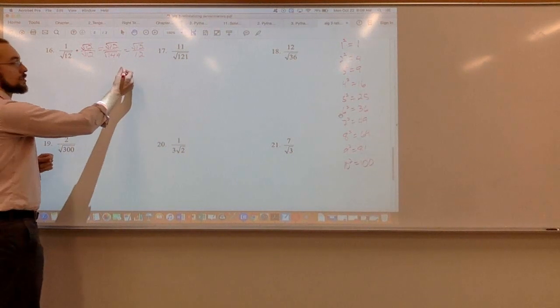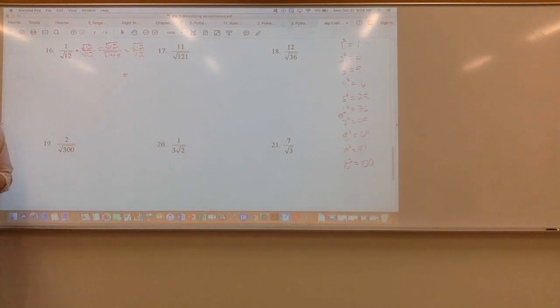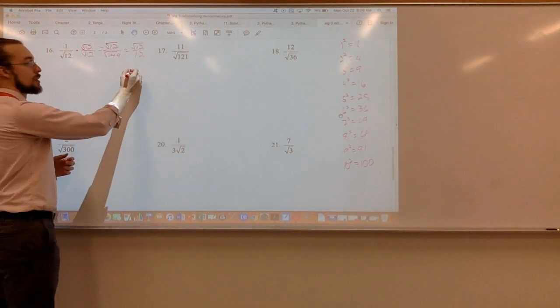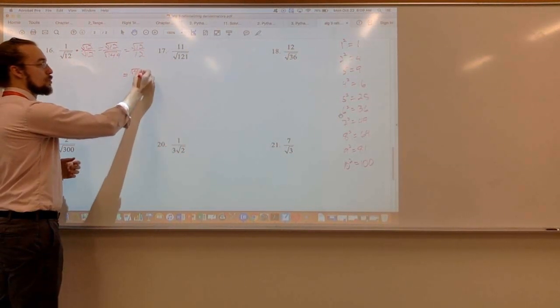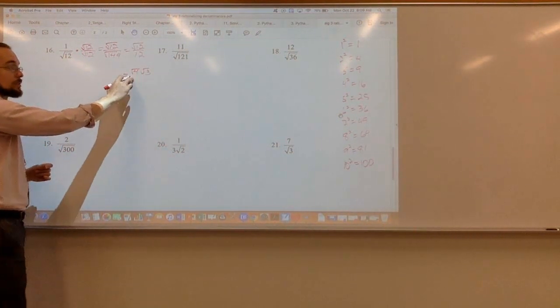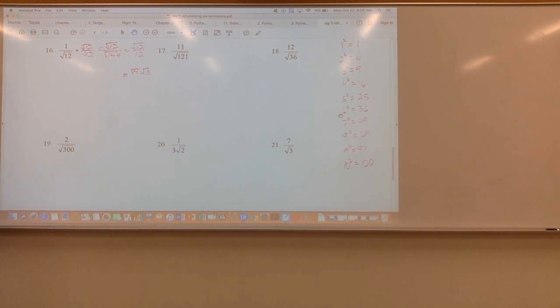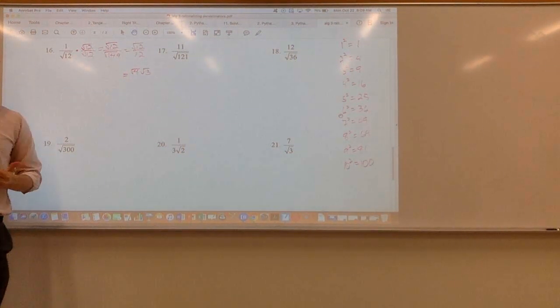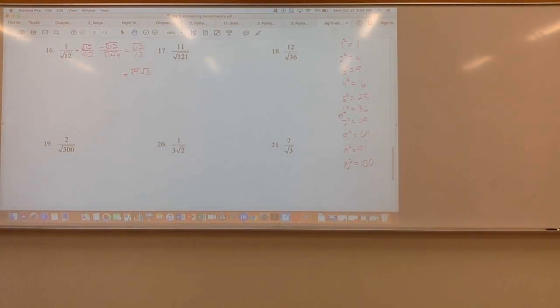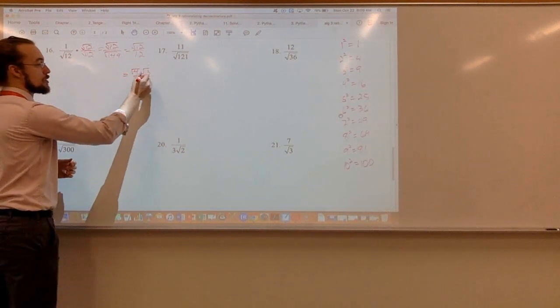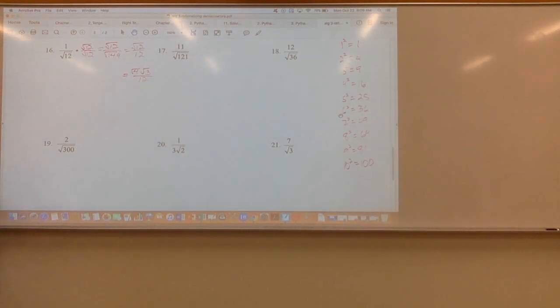This 12, I can actually split up like this. I can write this as the square root of 4 times the square root of 3, because I know that 12 is just 4 times 3. And obviously this 12 will still stay in the denominator.